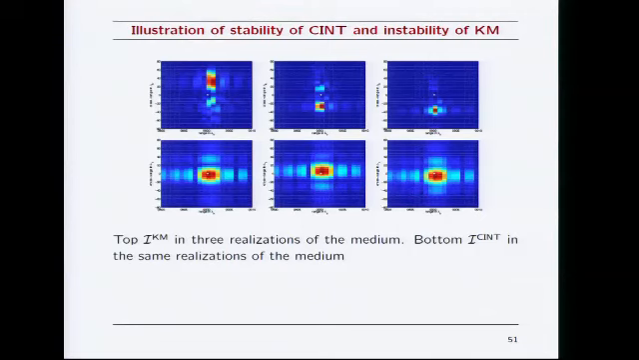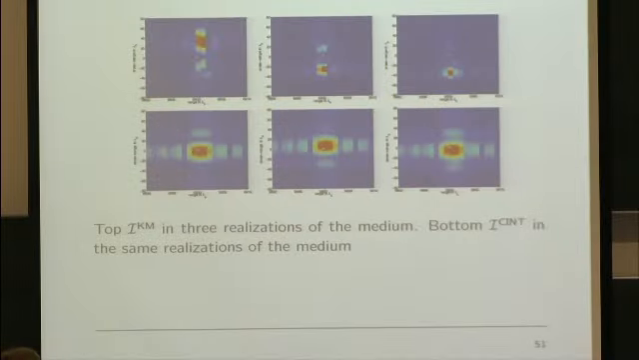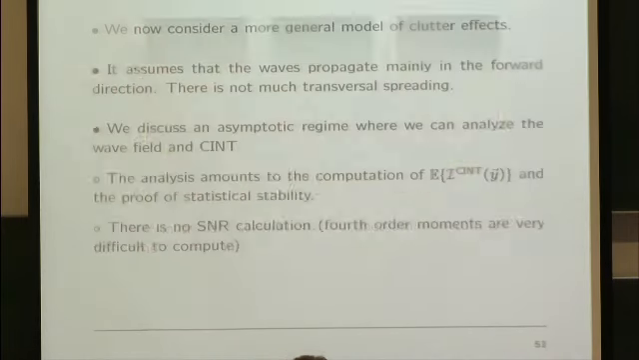And here, just to give you an idea, I plot the images in three different realizations of the medium. This is Kirchhoff migration. You see the peak dancing around, and this is coherent interferometry. There is some peak dancing here, but very little, and the reason is that the theory holds in an asymptotic limit where everything goes to 0, which is of course not the case here.